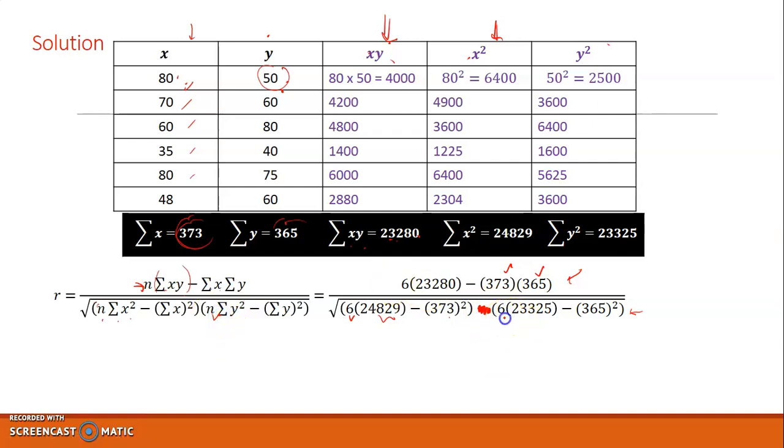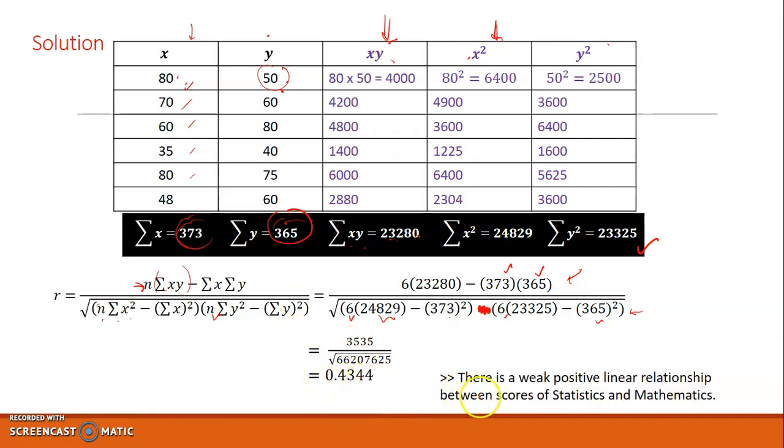And again, n is 6. Multiply with total y square. Total y square is this one, 23325, minus total y squared. Total y is 365, so 365 square. And then simplify your answer. You will get something like this. So this is the final value. After that, you must give a comment on this R value. So this 0.4 means there is a weak positive linear relationship between scores of statistics and mathematics. This is the manual way on how to find the value of R.